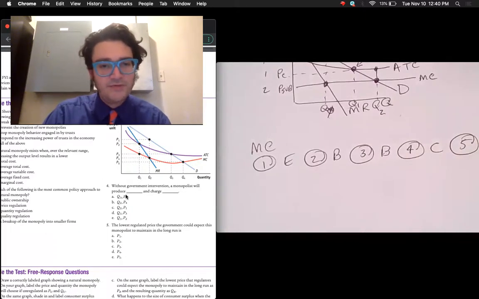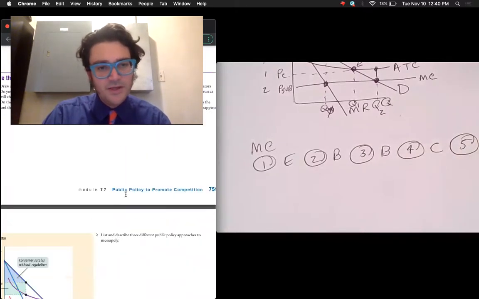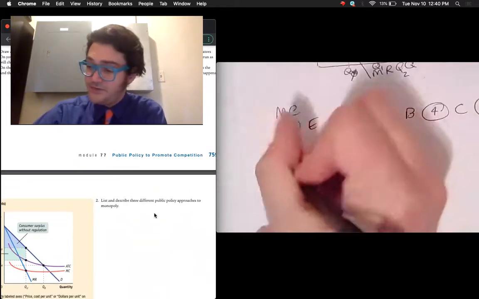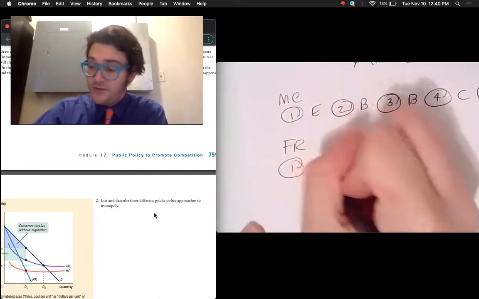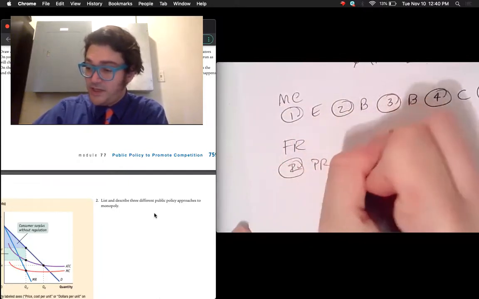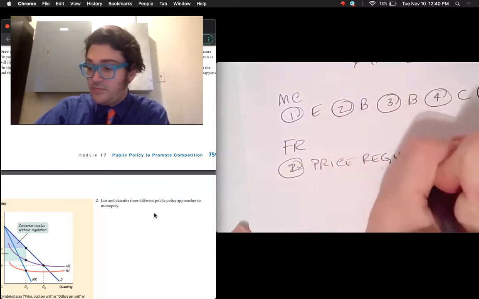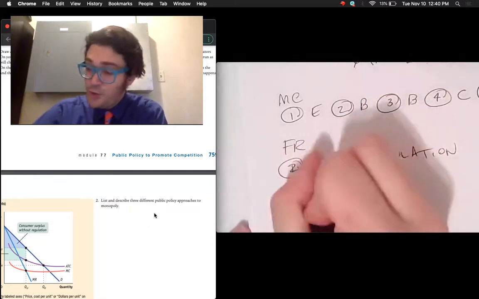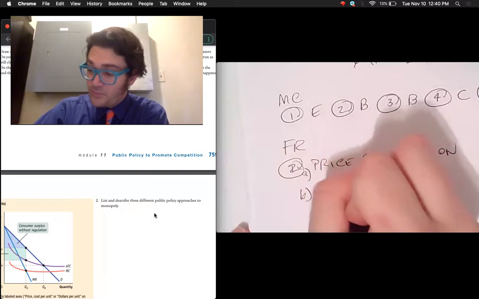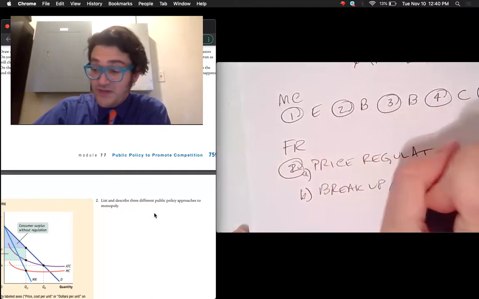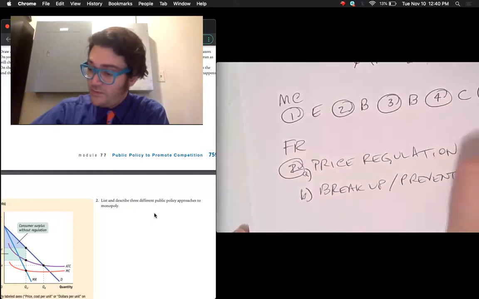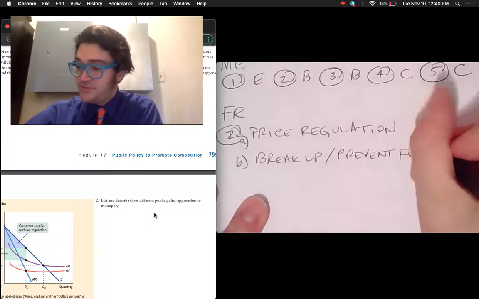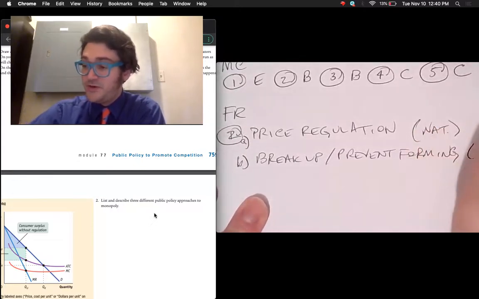Okie dokie, now we're going to do that very last free response problem. 3 different public policy approaches to monopoly. Okay, that's fairly straightforward. One we know is price regulation, right? And that's the most common for a natural monopoly. 2 would be break up or prevent it from forming. And so that's an option, especially if it's an artificial monopoly. And so this would be for a natural, this would be for an artificial.